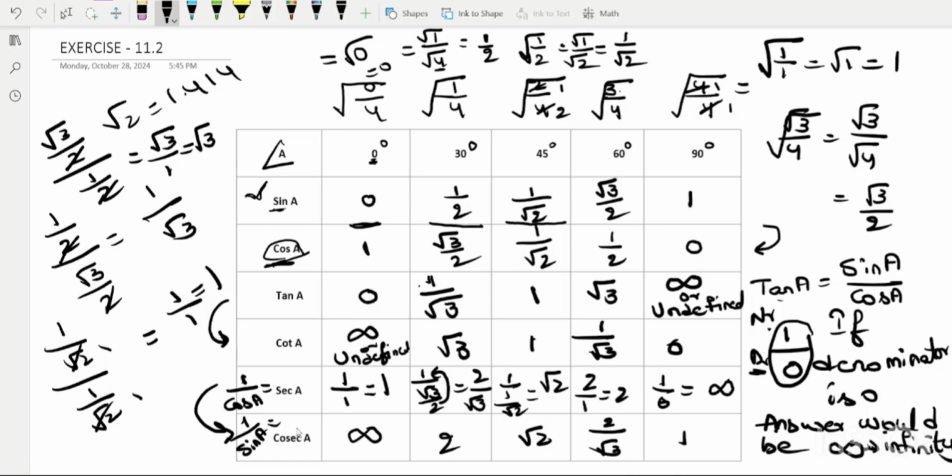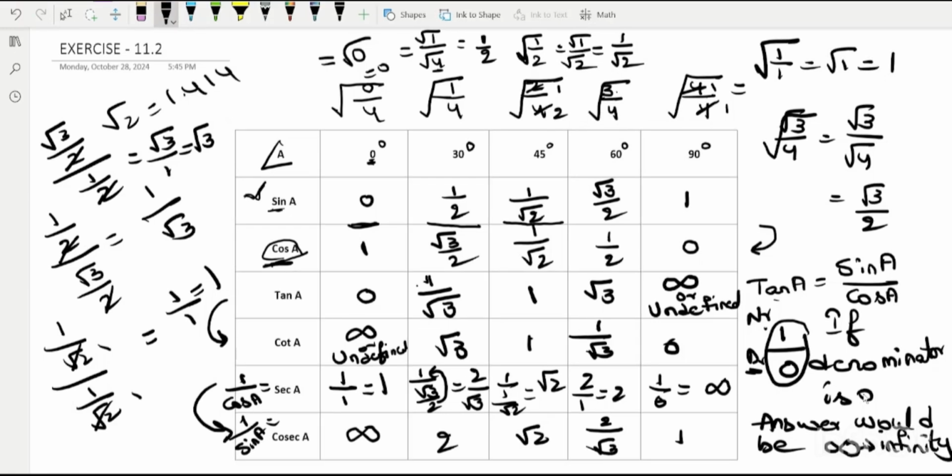Now for the cosecant A, it's the reciprocal of sin A, but we can directly write in the reverse order of the secant A. So the last value of secant A would be the first value of cosecant A. Infinite, 2, root 2, 2 by root 3, and 1. So this is how you make the trigonometric table. And if you have any doubts on this, you can message me in the comment section.